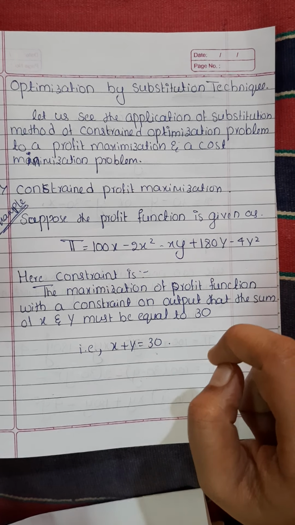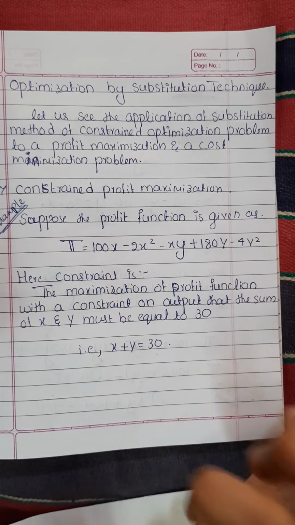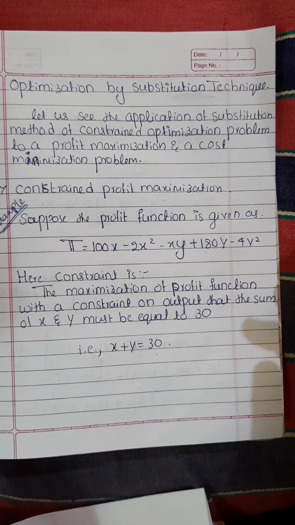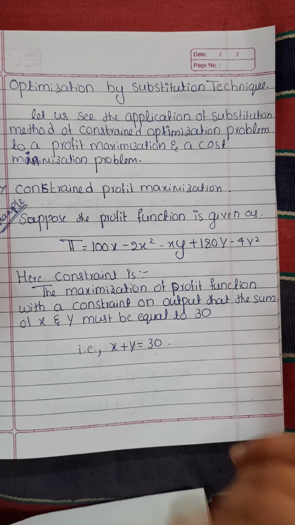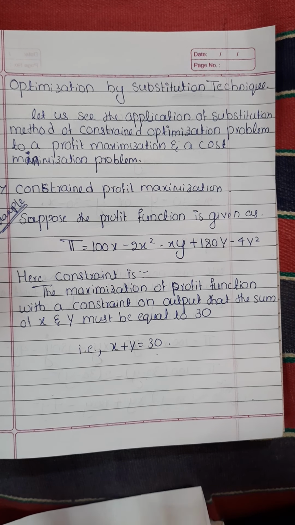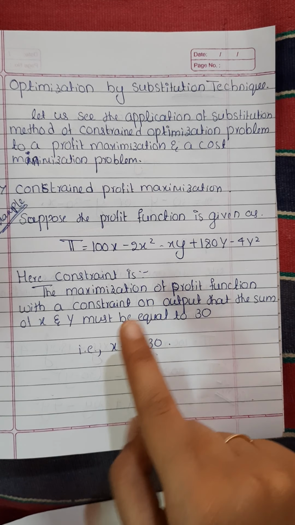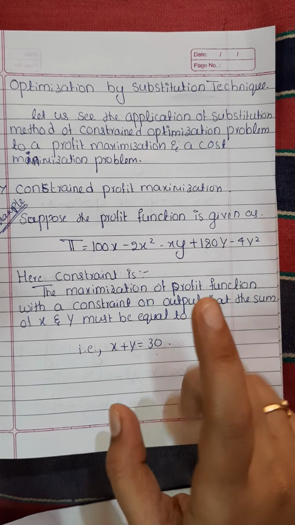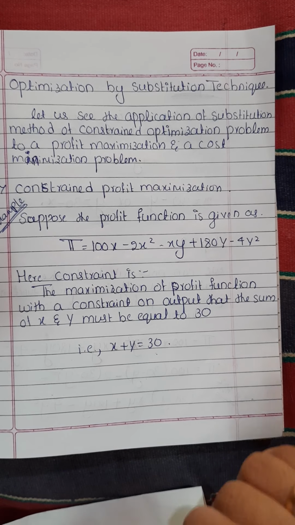By using this profit function you have to find out the profit maximization, but there is one constraint. The constraint is that the total output of producing both the products x and y should be equal to 30.